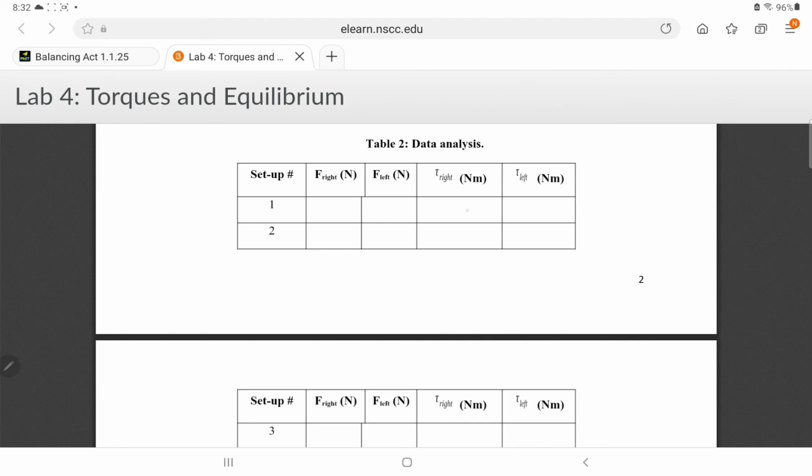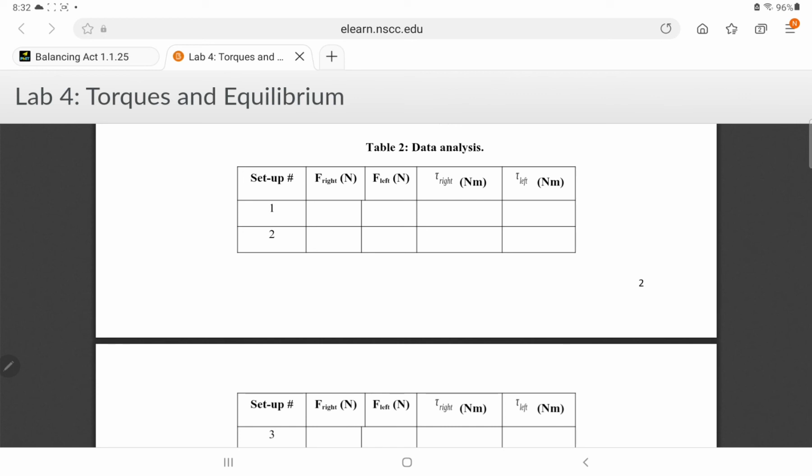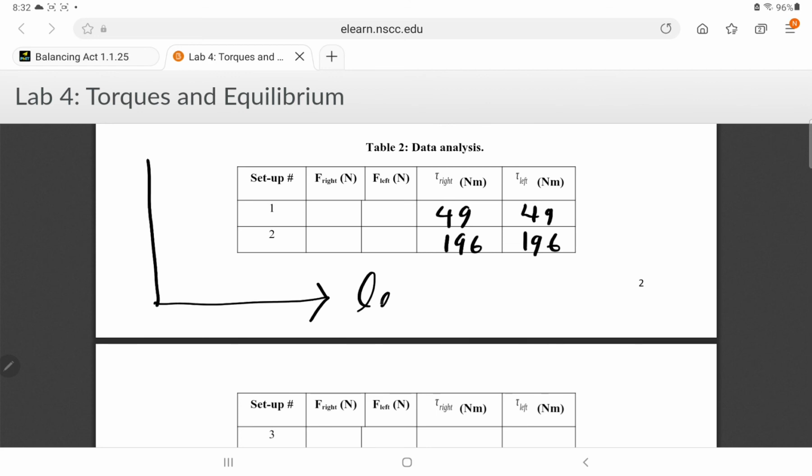So you got data like 49 here, and 49 here, and 196 here, and 196 here. So finally you have to draw a plot between left and right torque. Suppose that you put the left torque here and right torque here, tau right. So what will be the nature of the graph if you draw the plot, right? There are several data. I just have 2 points. I'm just drawing for 2 points.